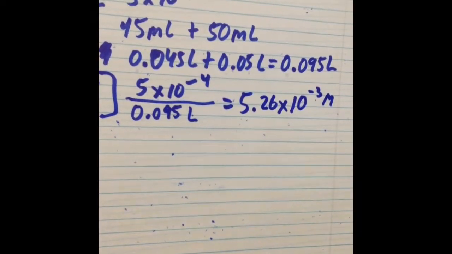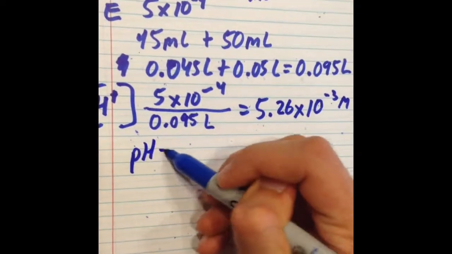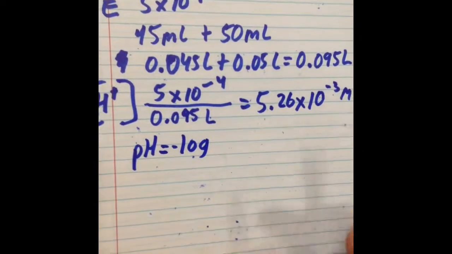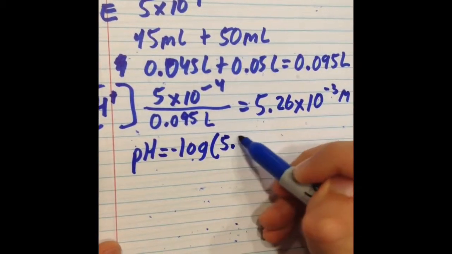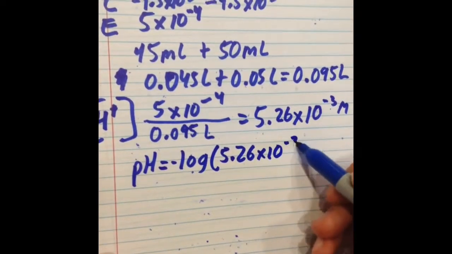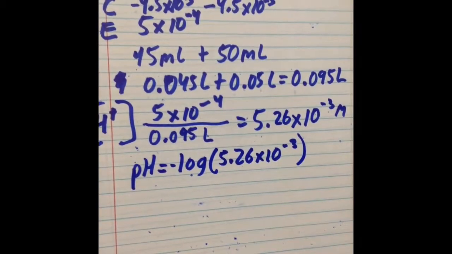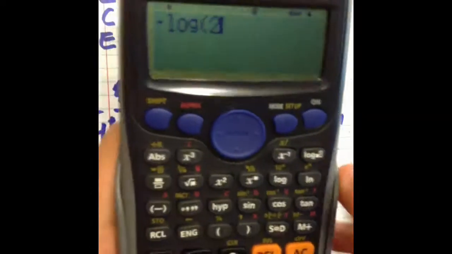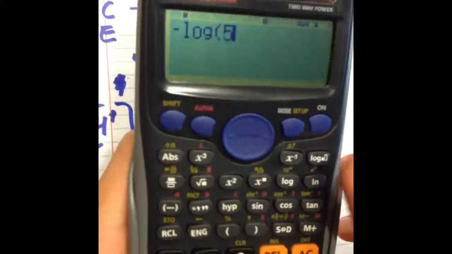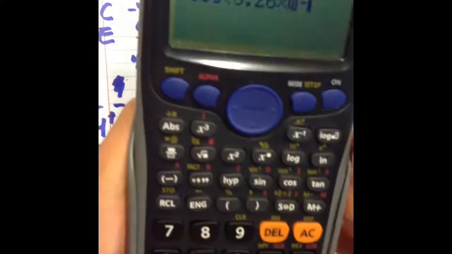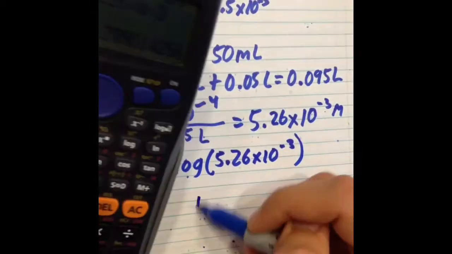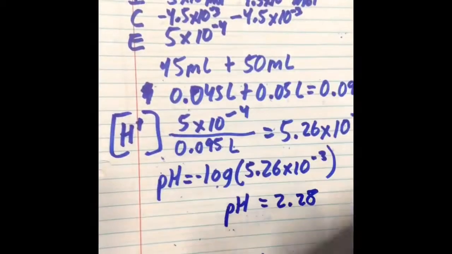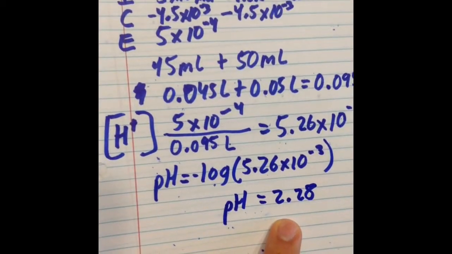Now we're going to get the pH. pH equals negative log of this concentration, so we plug that in: negative log of 5.26 times 10 to the negative 3, and we get a pH equals 2.28. And so this is the pH for the equivalence point.